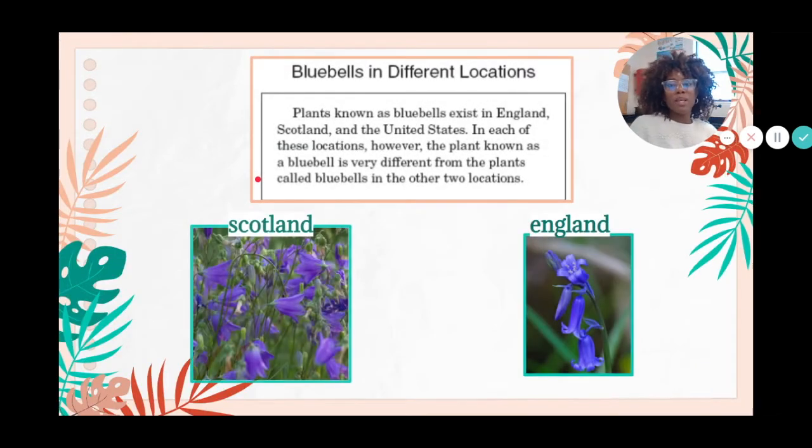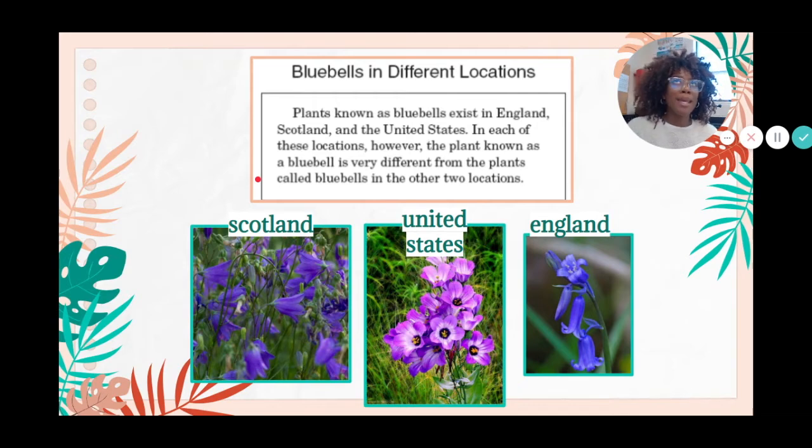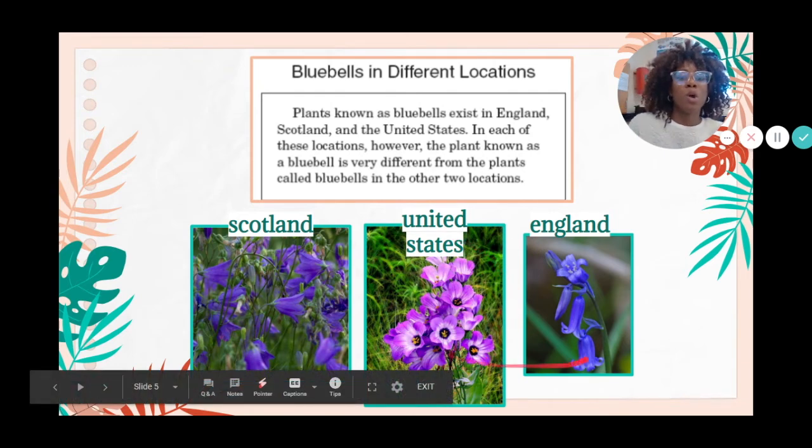So taxonomy is very important because it gives a scientific name to every organism that we've ever discovered as scientists. So I'm going to read this to you. Plants known as bluebells exist in England, Scotland, and the United States. In each of these locations, however, the plant known as a bluebell is very different from the plants called bluebells in the other two locations. Okay, so a bluebell in the US is this flower, while in England and Scotland, they're two totally different things.